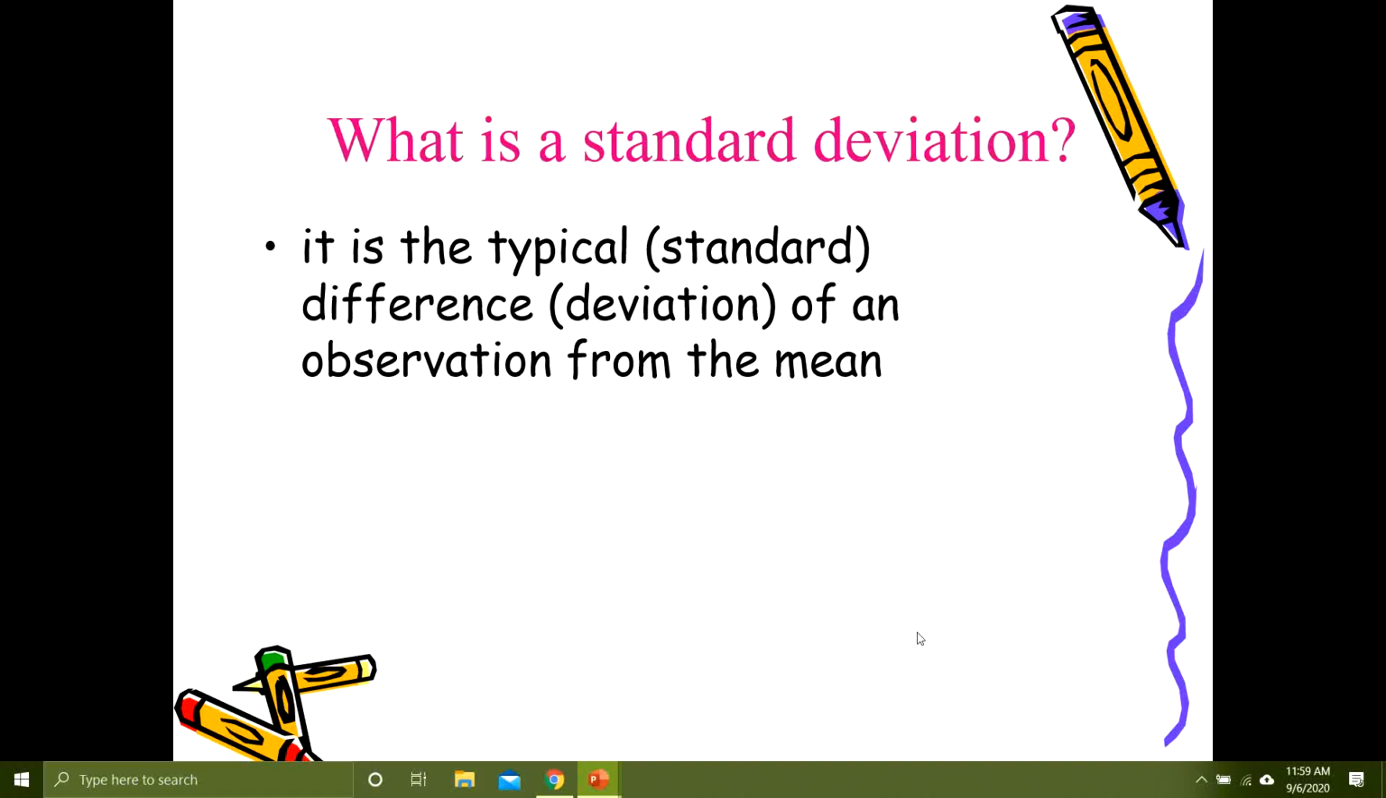Variance will be depicted as the square of the mean deviation, and standard deviation will be taken as the under root of the variance, which will actually give us a true picture of the deviation. So this is the standard difference of an observation from the mean, which was our objective.